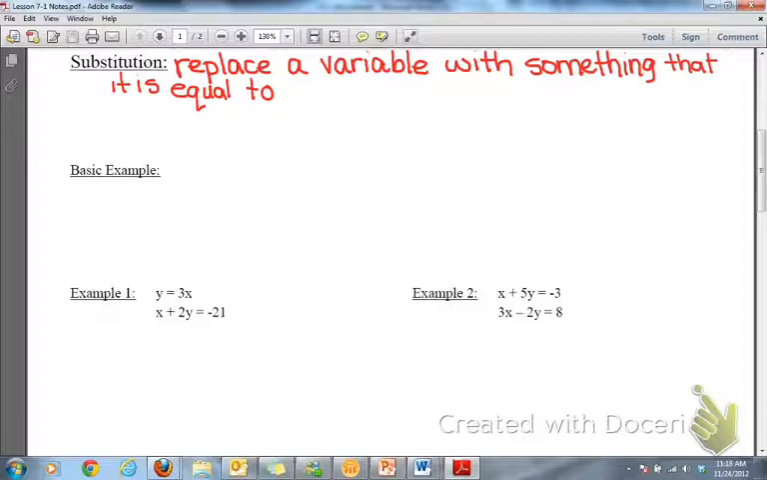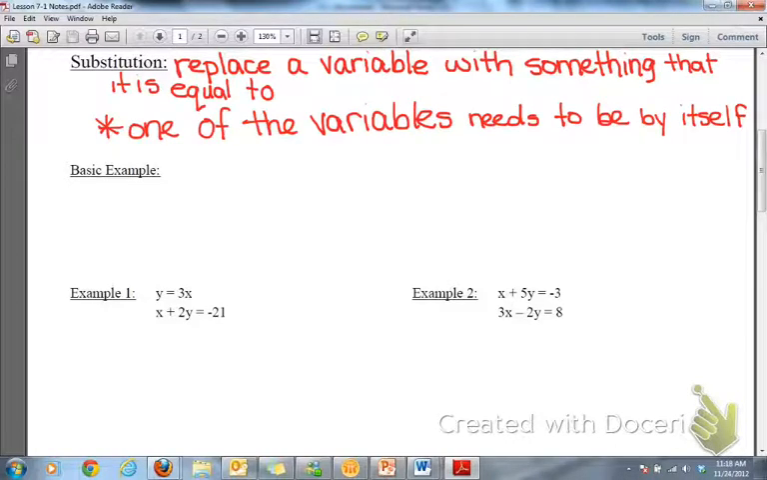Now, a key hint that will help you is that you want to make sure one of the variables is by itself to begin with. That'll really help you out if one of the variables is already by itself. If neither the x nor the y is already by itself at the beginning of the problem, you need to be able to get one of them to be by themselves.